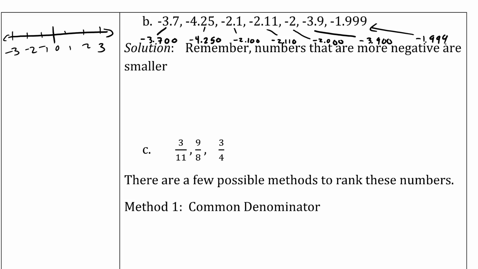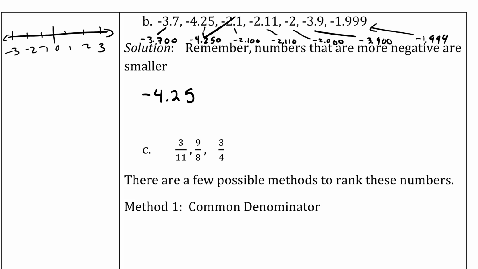If I think of these as positive, my biggest number is going to be 4.250, so that is going to be our smallest number. Remember, we're not going to answer it as -4.250. We're going to answer it like it states in the question, -4.25, and I'm going to put a check mark beside it because then I know it's taken care of.